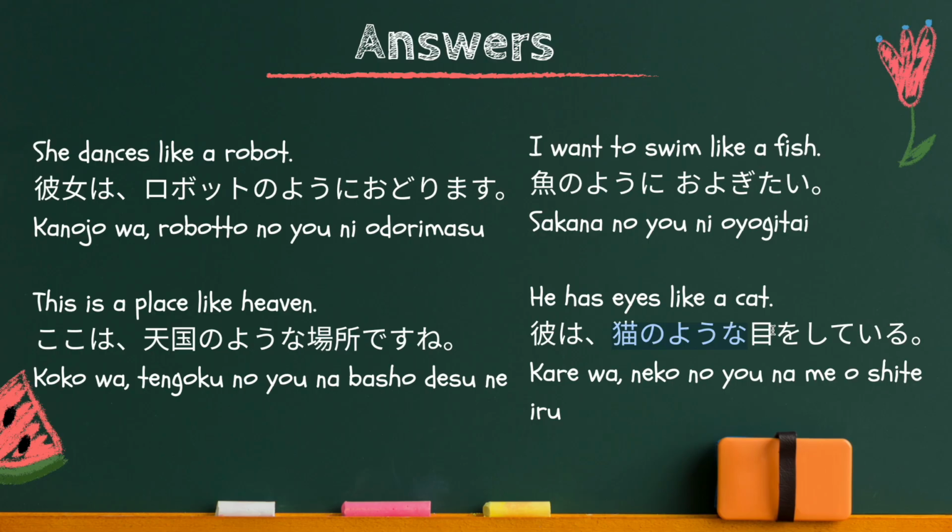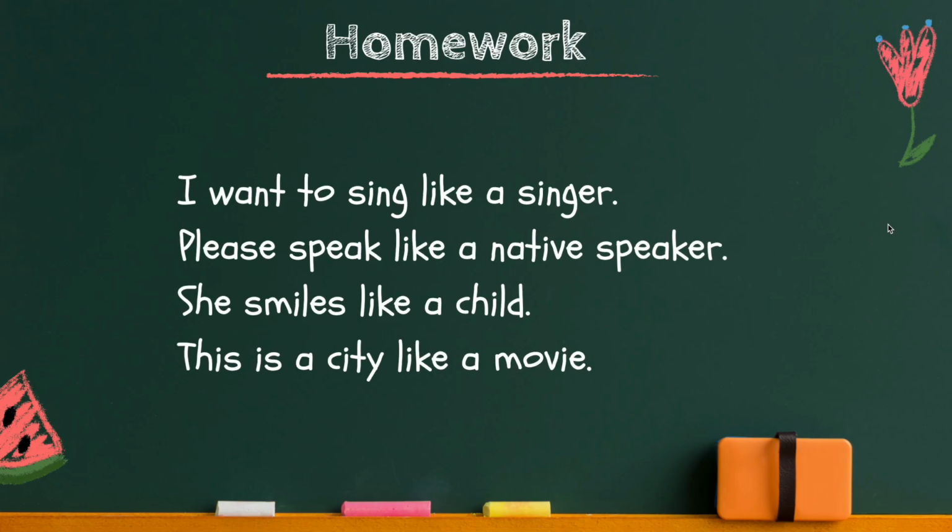Now I will read the sentences, so please repeat after me. 彼女はロボットのように踊ります。ここは天国のような場所ですね。魚のように泳ぎたい。彼は猫のような目をしている。Very good job. So lastly, I have this homework for you.